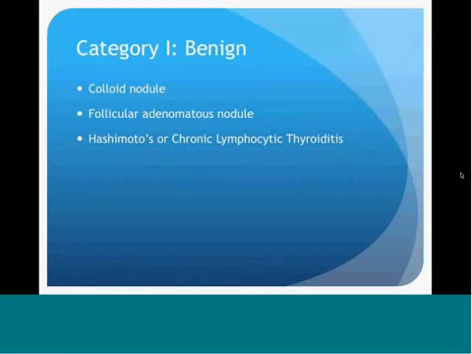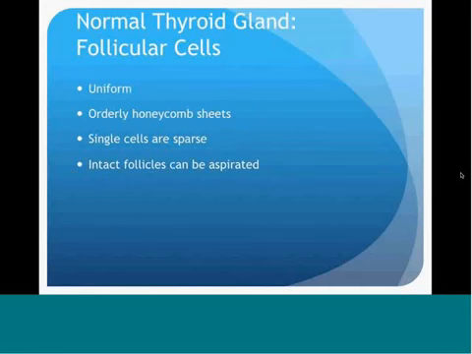Okay, so category 1 is benign, and in this category you see the colloid nodule, you see the follicular adenomatous nodule, which are basically colloid nodules or goiters. The Hashimoto's or chronic lymphocytic thyroiditis is also in the benign category. So what do we see?